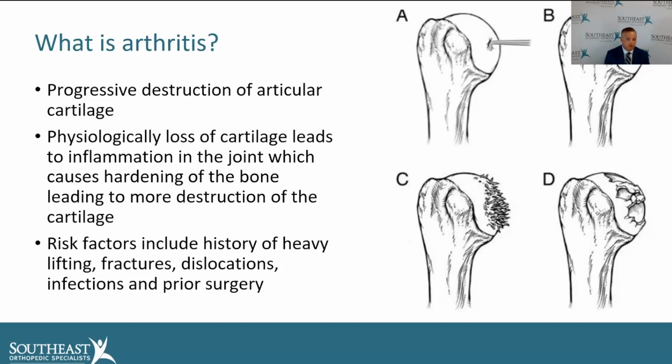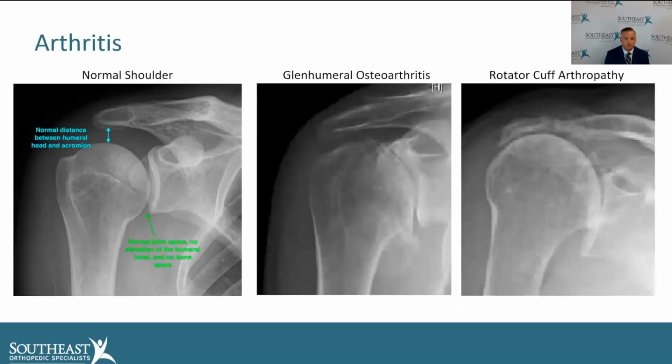So what are some risk factors? We'll talk about this more as time goes on, but risk factors include history of heavy lifting, previous fractures, previous dislocations of the shoulder, infections, or prior surgery. When we talk about arthritis in the shoulder, we're really going to talk about two different kinds of arthritis: glenohumeral osteoarthritis and rotator cuff arthropathy.